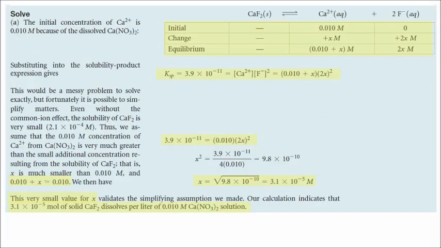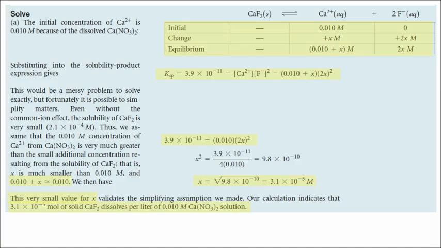This would be a messy problem to solve exactly, but fortunately it is possible to simplify matters. Even without the common ion effect, the solubility of calcium fluoride is very small. Thus, we can assume that the 0.01 concentration of calcium, which came from calcium nitrate, is much greater than that small additional amount. So we make the simplifying assumption that 0.01 plus X is approximately equal to 0.01. We do the math, and we get X is equal to 3.1 times 10 to the negative 5. This very small value for X validates our simplifying assumption, and again, we have much less calcium fluoride dissolving in a solution that already contains calcium ions than it would have dissolved in pure water.